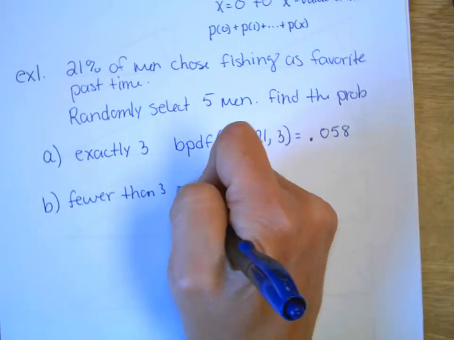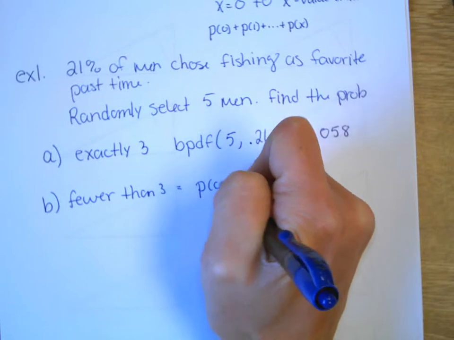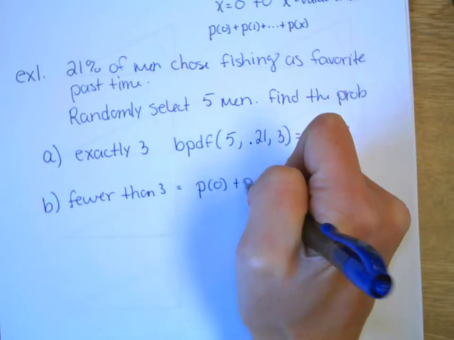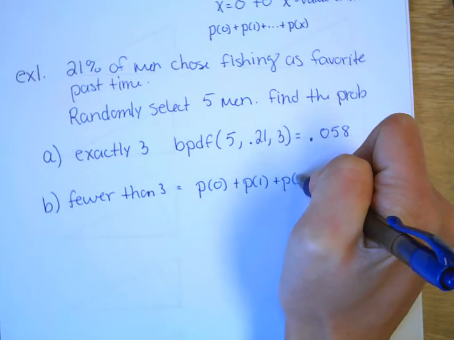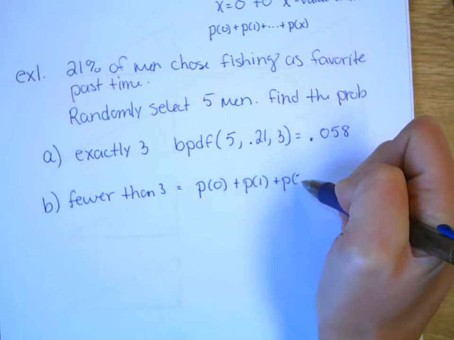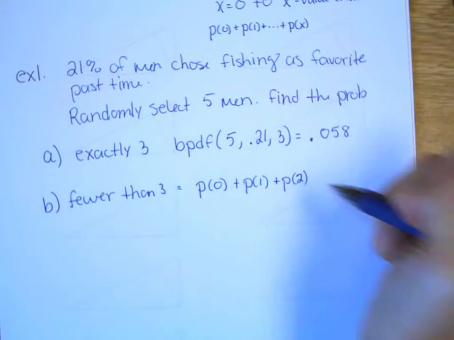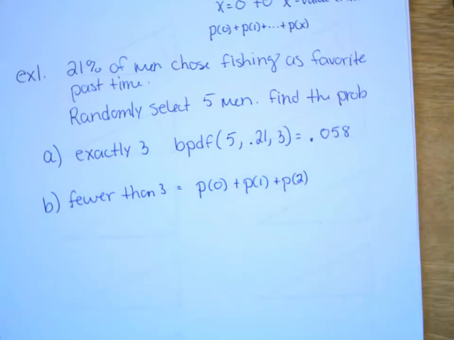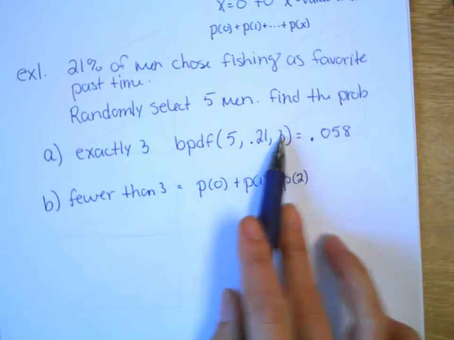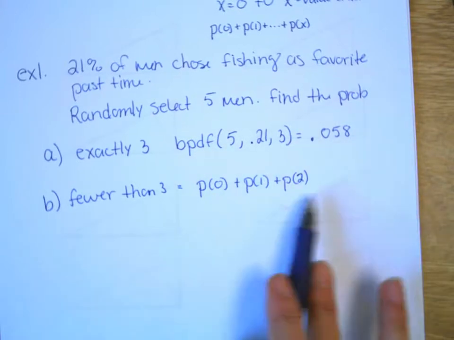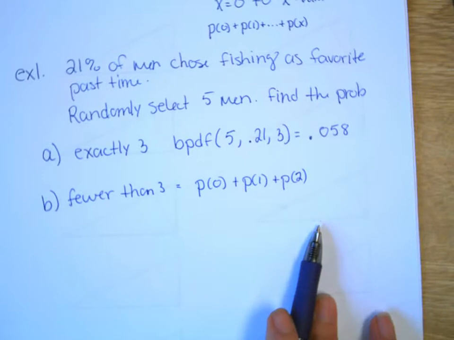So we are looking for the probability that 0 added to the probability that 1 added to the probability that 2 chose fishing. No, that's what I wanted, 2. I didn't go in order. I want those 3 probabilities added together. Well, we could use the binom PDF 3 times, get those 3 answers, and add them together.